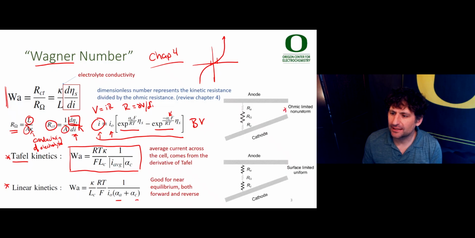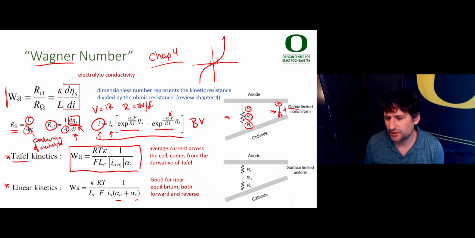If we're ohmically limited by the electrolyte, i.e. this is the ohmic resistance of the electrolyte, this resistance is much larger than these two resistances. In this case, we'll get a very non-uniform deposition because the resistance of getting charge from the anode to the cathode, where it can electrodeposit, is much smaller on the right side than it is on the left side.